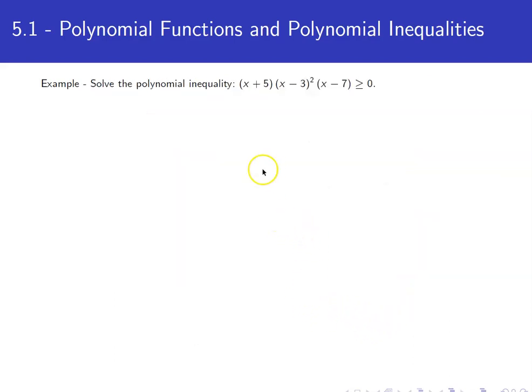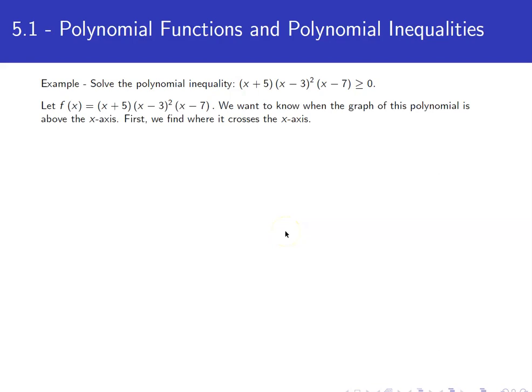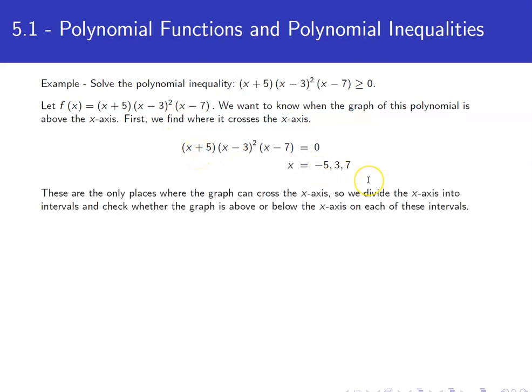Last thing we're going to talk about here is how to solve a polynomial inequality. So let's say we have the polynomial (x + 5)(x - 3)^2(x - 7). We want to know when that is above the x-axis or on the x-axis, greater than or equal to 0. Well, to figure out what we're going to do, we're going to look at first where the polynomial crosses the x-axis. Well, that's not too hard to find because it's already factored for us. We get zeros of -5, 3, and 7.